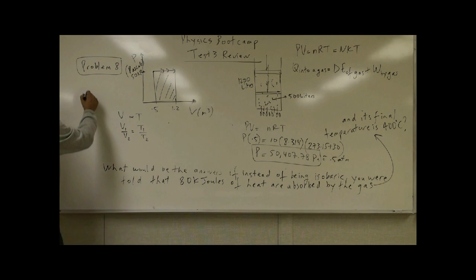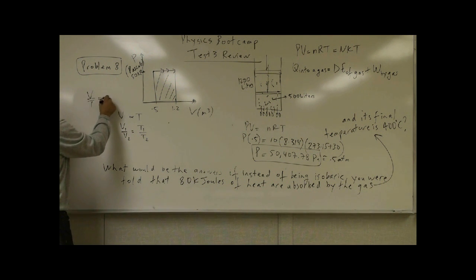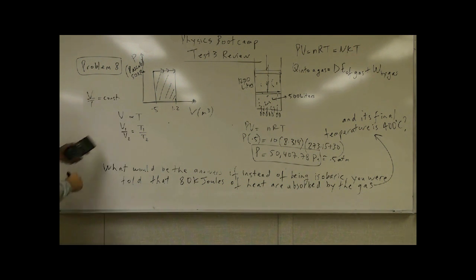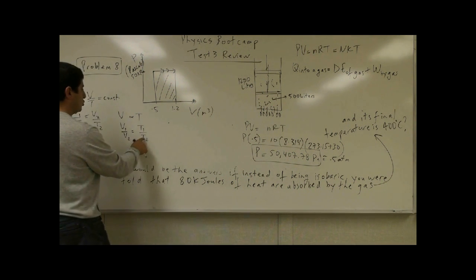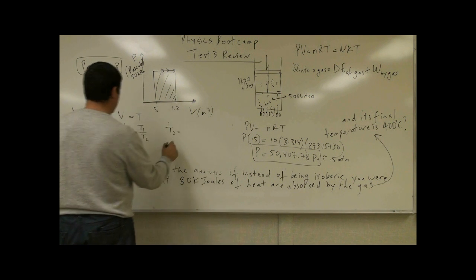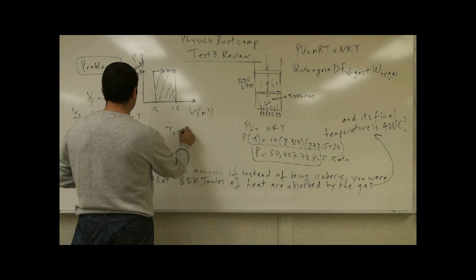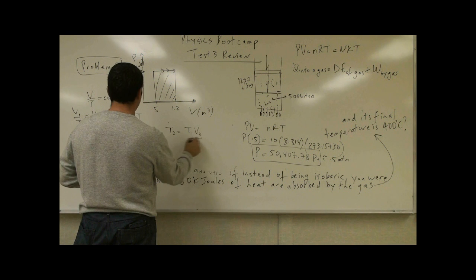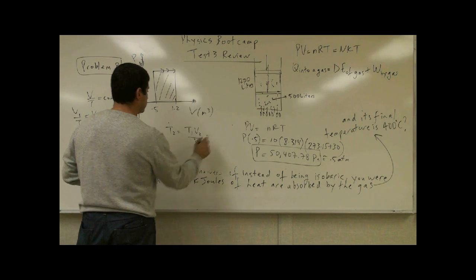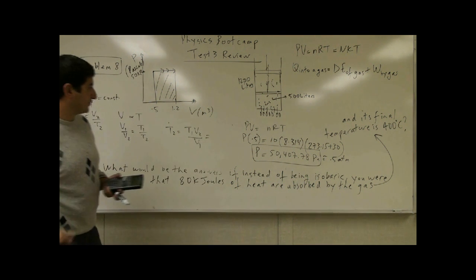Since volume over temperature is constant, we could say V1 over T1 is equal to V2 over T2. Well, that's the same thing as this. V2 can come down here, T1 can go over there. So either way, same argument, right? So we're trying to look for T2. So T2 is equal to T1 V2 over V1.